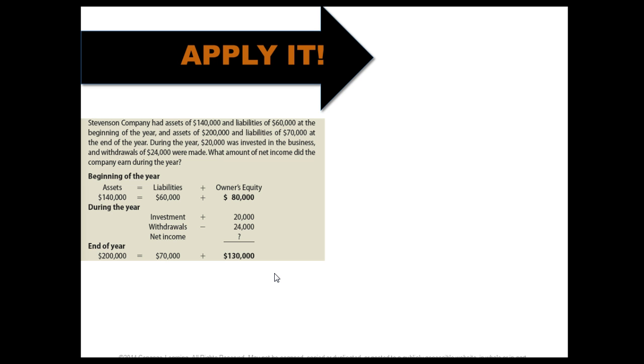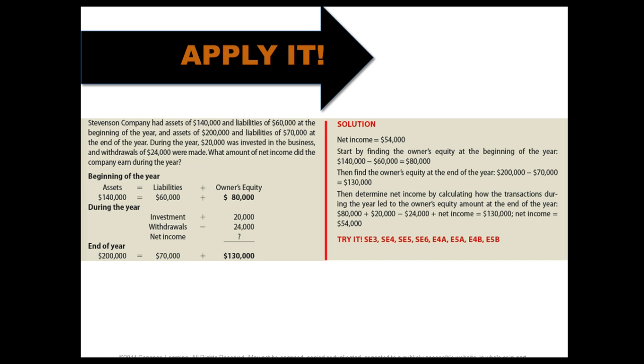So 80 plus 20 is 100. Minus 24,000 is 76. 76 minus the 130,000 is 54. So know that based on this, we can pretty much figure out any of the missing pieces.